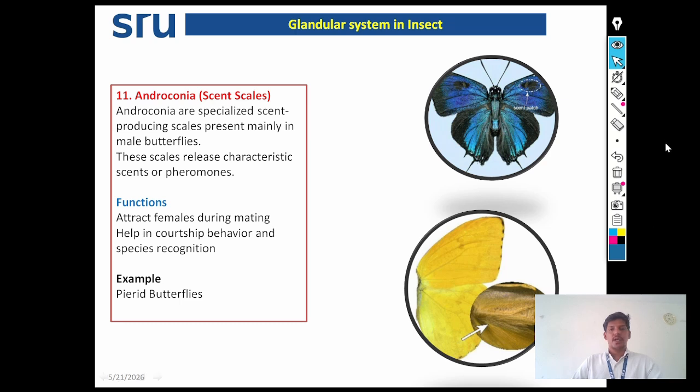Next, androconia or scent scales. See here, a patch of scent scales. Androconia are specialized scent-producing scales present mainly in male butterflies. The scales release a characteristic scent or pheromones that attract females during mating, and help in courtship behavior and species recognition. So these are there in the pierid butterfly and in so many other butterflies.